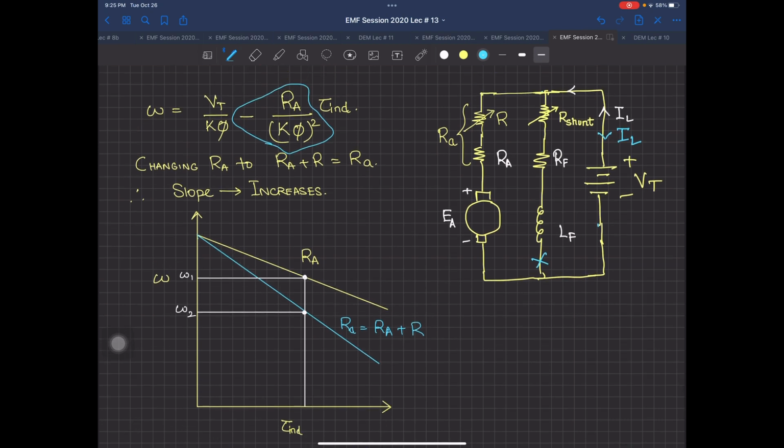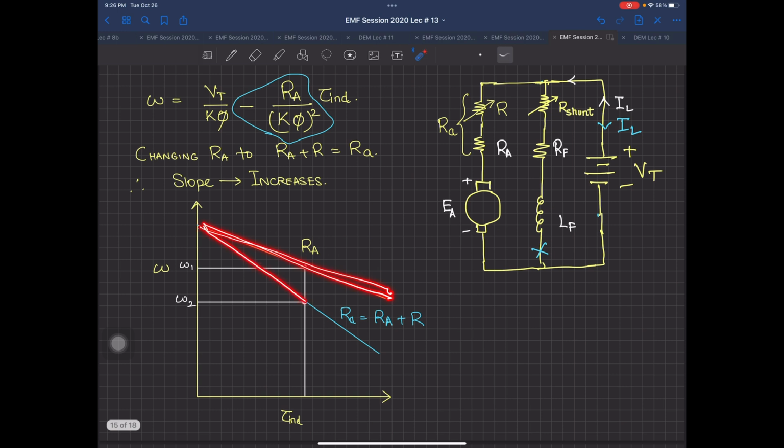So previously if my curve was at this Ra, now it will become more steep. Now my resistance has become equal to Ra plus R, that is an additional resistance added over there. So if your machine was working at this torque, previously it was producing omega 1. Now by adding a resistor in series, the speed changes to omega 2.